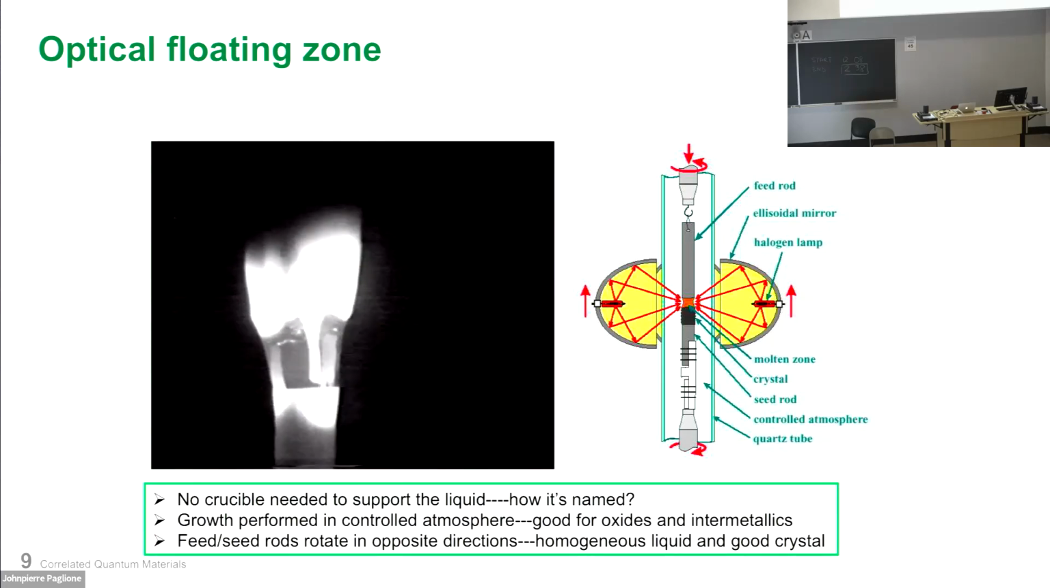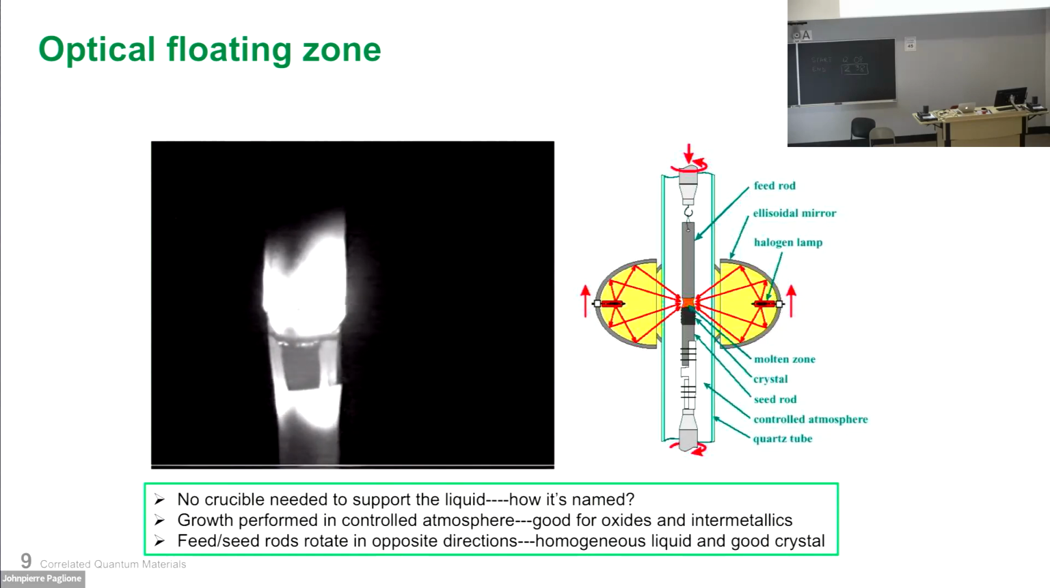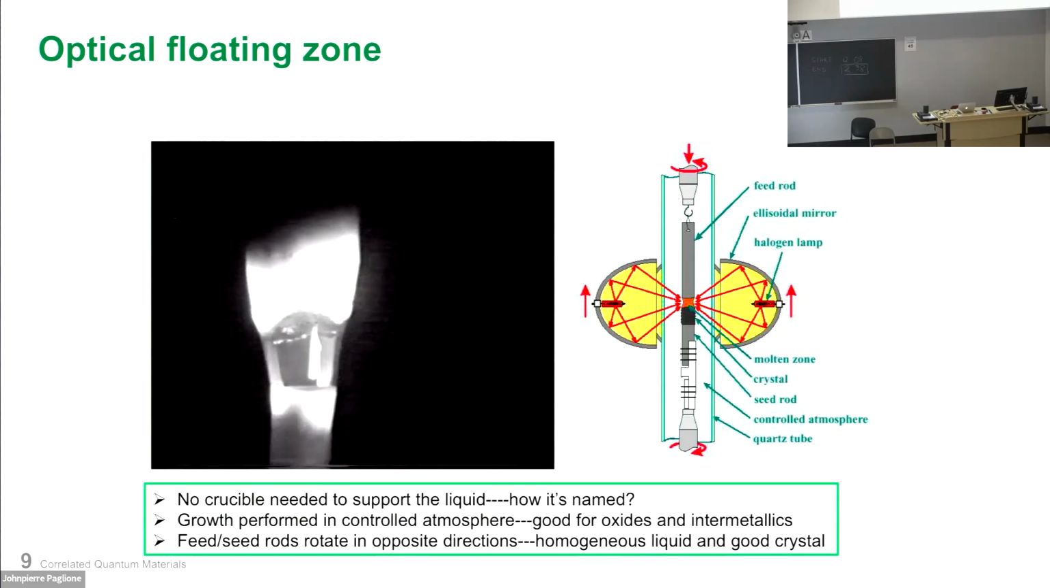So these rods, are they polycrystalline of the sample you're trying to make or of the starting elements? Polycrystalline in that you made the sample that you want to make, it's just a polycrystalline version. Yeah, of it? Yeah, exactly.